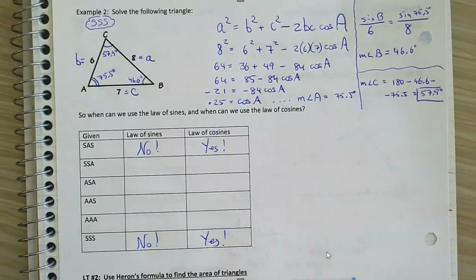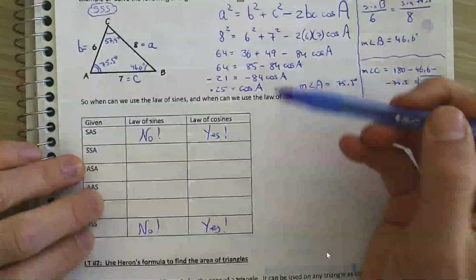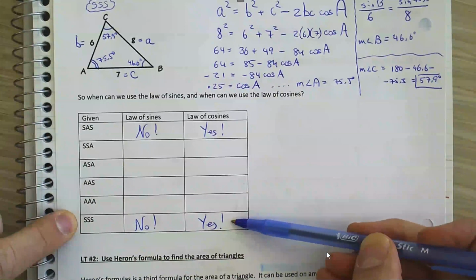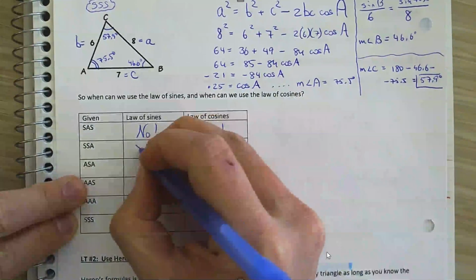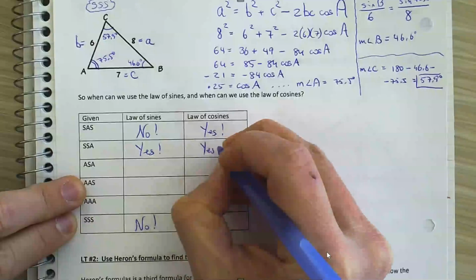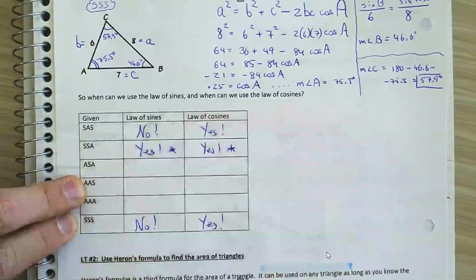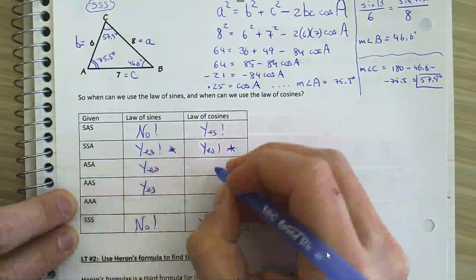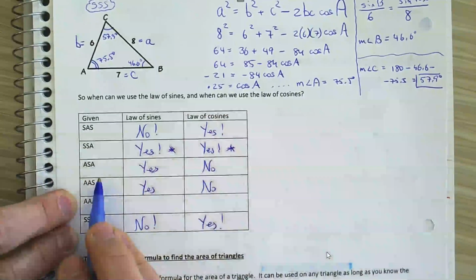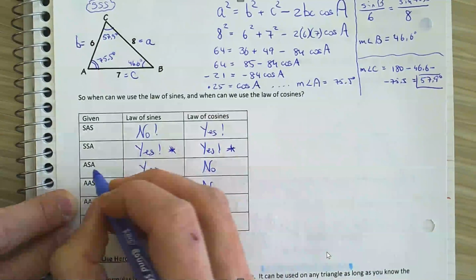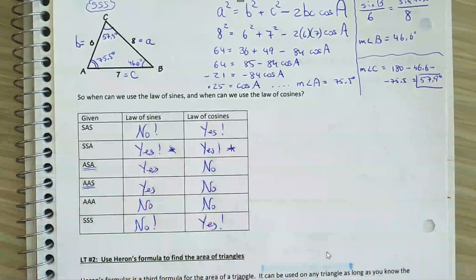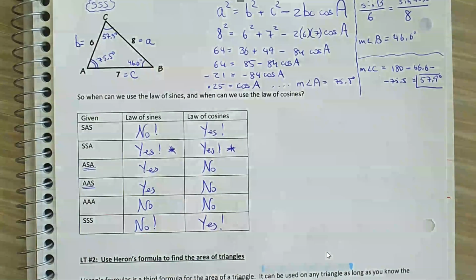Just as a completion for the chart, for those of you who like charts, we just did side, side, side, in which obviously you couldn't use a lot of sines, but you could use a lot of cosines. Remember that with side, side, angle, you can use either, but you could get two answers. With these other cases, you could use the law of sines, or not cosines, because with law of cosines you can't have two angles, obviously. And the only one that you can do with neither is angle, angle, angle. If all you know is three angles, it's impossible to find the sides, because a triangle could have many different sides.